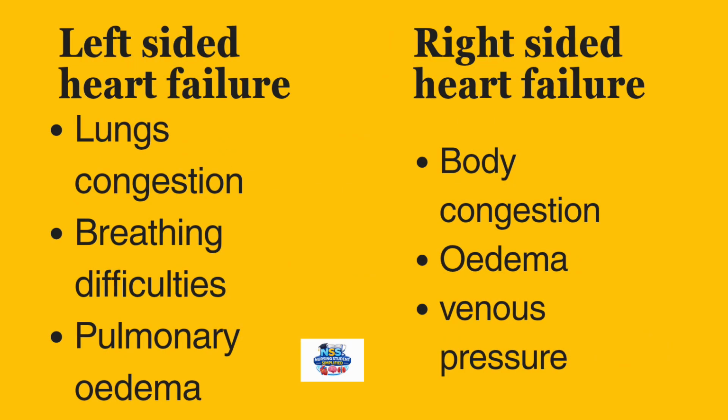So you can see the key differences between these two types of heart failure. Left-sided heart failure will cause congestion in the lungs. Right-sided heart failure will cause congestion in the body. Left-sided heart failure will cause pulmonary edema. Right-sided heart failure will cause peripheral edema, which is swelling of the hands and legs. Left-sided heart failure presents mostly with breathing difficulties, while right-sided heart failure presents with an increase in venous pressure, which leads to one of the key signs of heart failure, which is jugular vein distension.